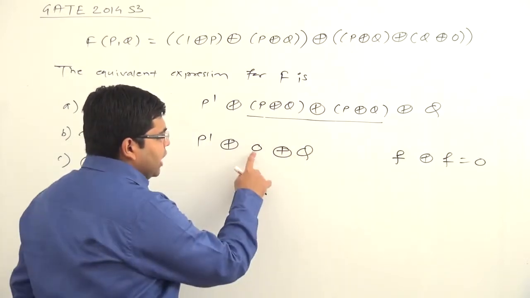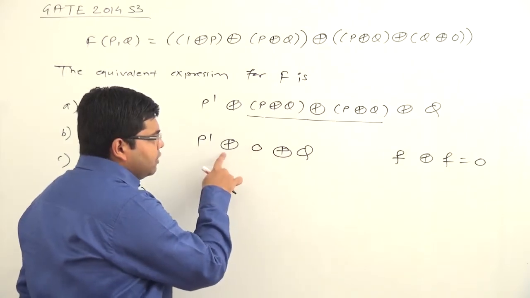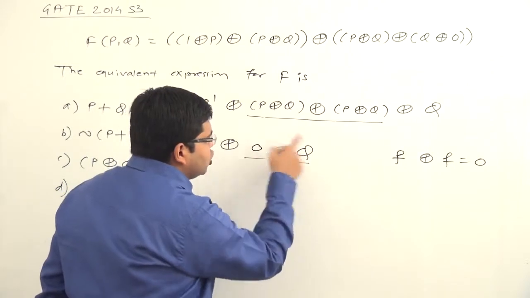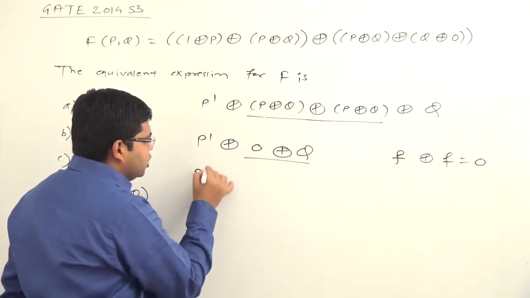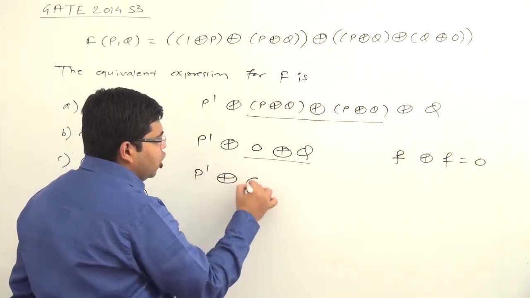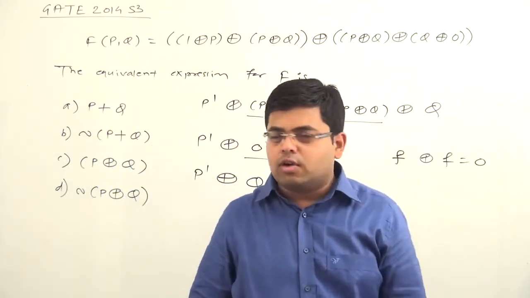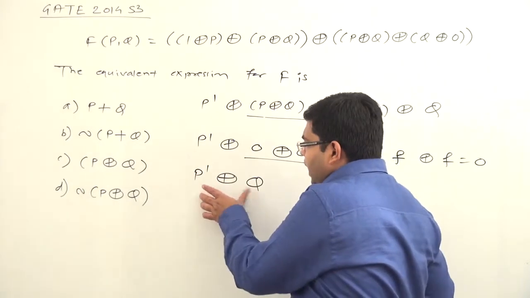Now you can operate this 0 either with this XOR or with that XOR without any difference. So what I will do, 0 XOR Q will become Q. This will become P dash XOR Q. Now this is the most simplified version of the given formula, and now let us try to match this with the options.